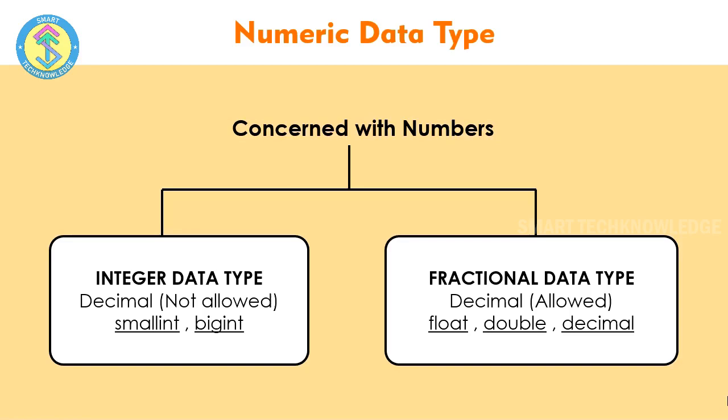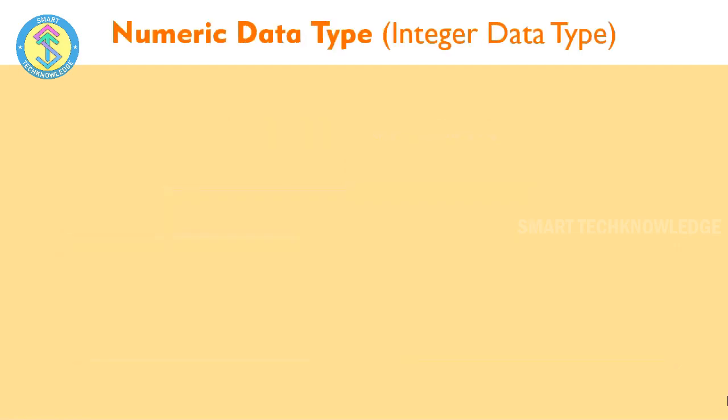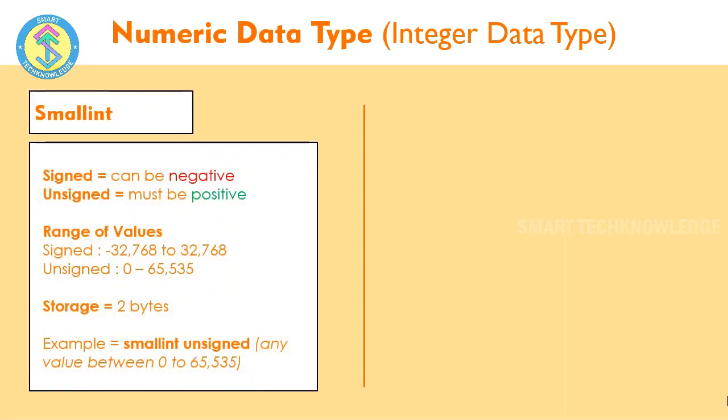Okay, I hope the classification is clear. Now the terms which I have underlined are the terms which you will be using while giving a command on MySQL. They are small int, big int, float, double and decimal. In the next few slides, you will be learning about these terms in detail. Let's begin with the first data type under numeric data type, that is integer data type. It has two subtypes, that is small int and big int.